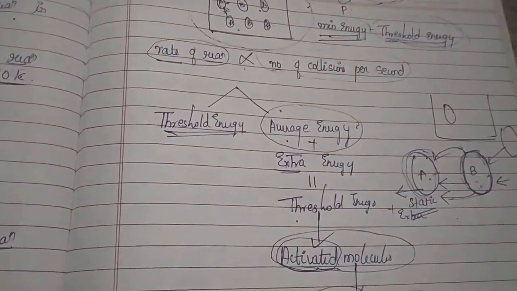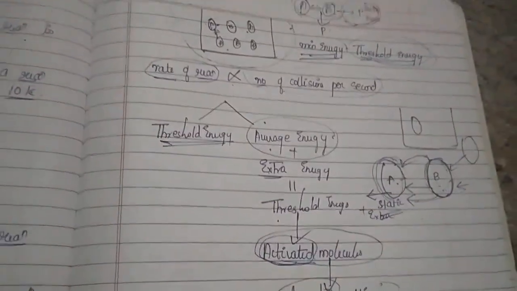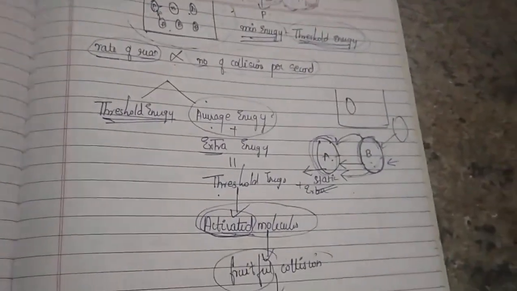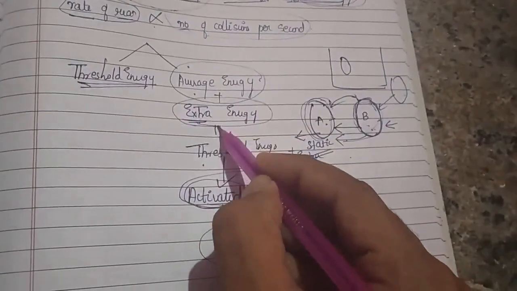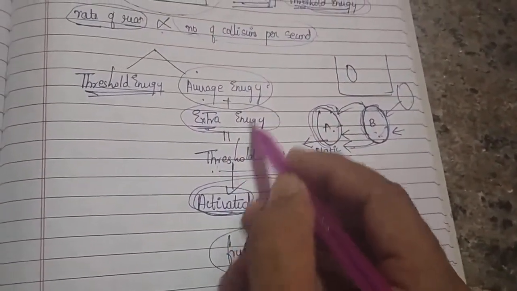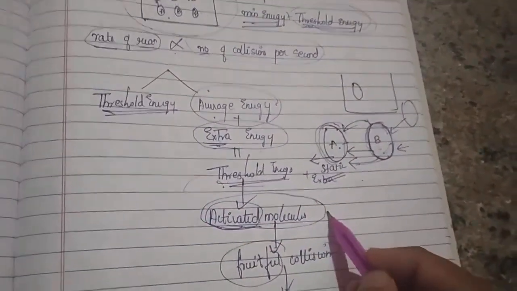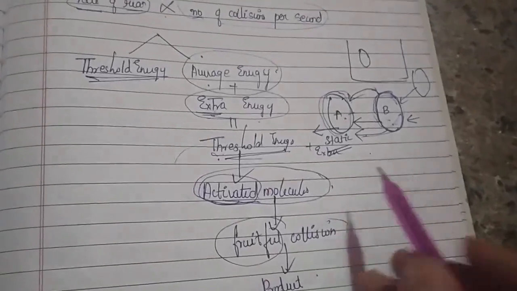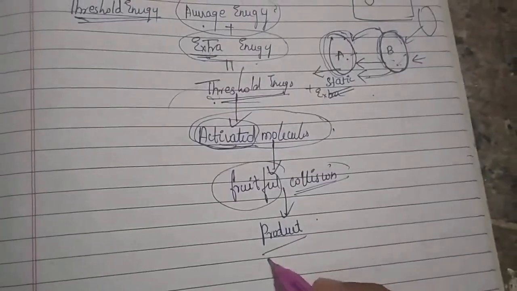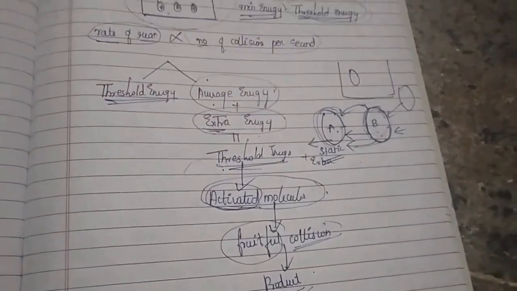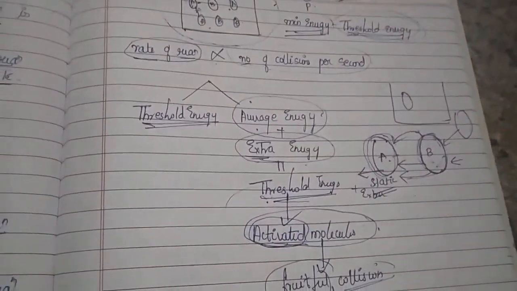Of course, each molecule will not have such threshold energy. So they will try to acquire some extra energy. And when they acquire that extra energy, they obtain the overall energy as threshold energy. Such molecules are called activated molecules. And when these activated molecules undergo collision, you will get your product. So this is the main scenario which happens whenever you take two reactants in a system.